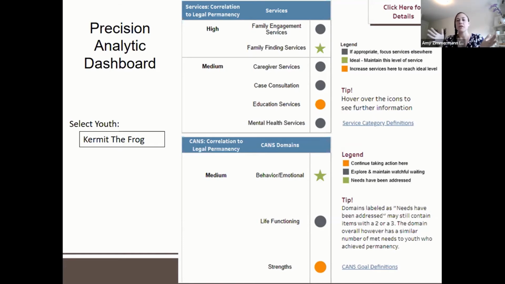So that's the brief overview of just actually a small portion of our dashboard. So go ahead and go to the next slide for me.